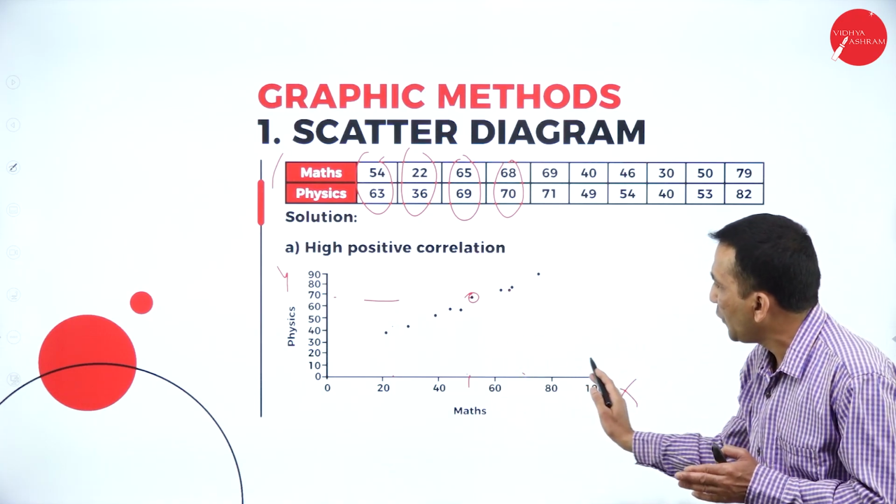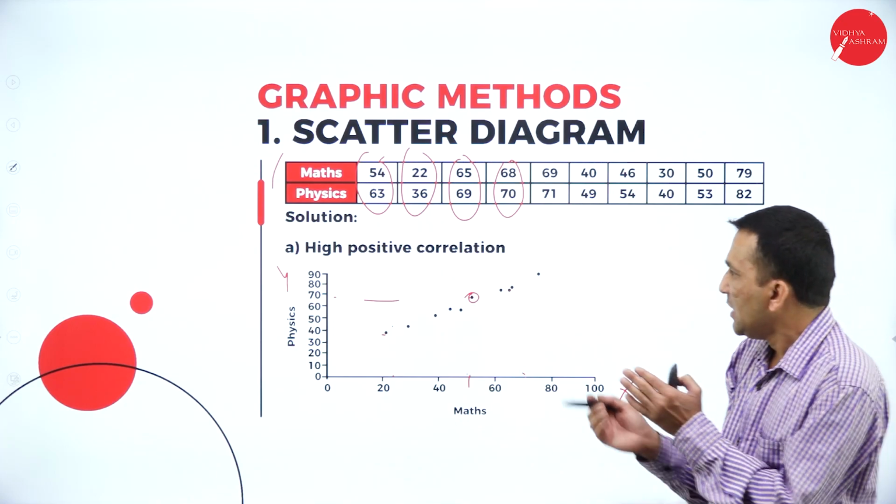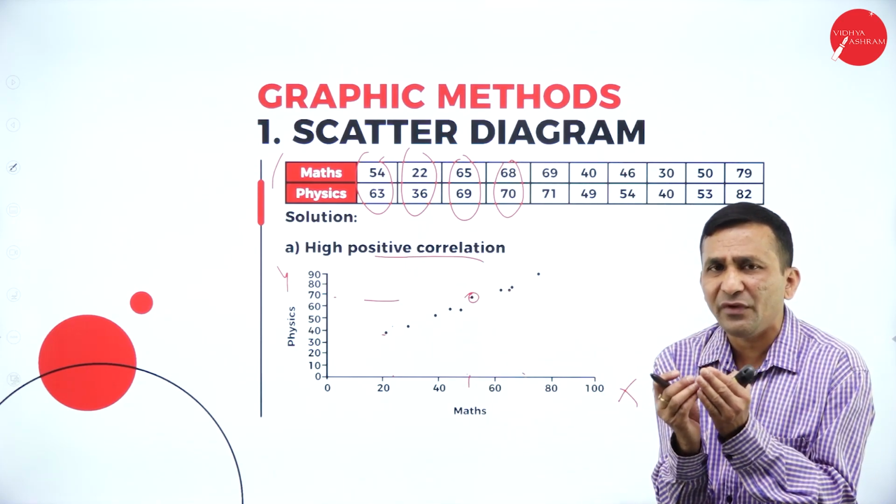If you mark like this and the dots are very close, then we can decide there is a high positive correlation. If the dots are spread, then we find the correlation is weak.